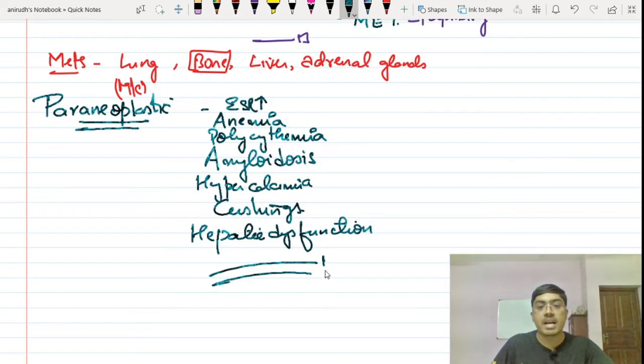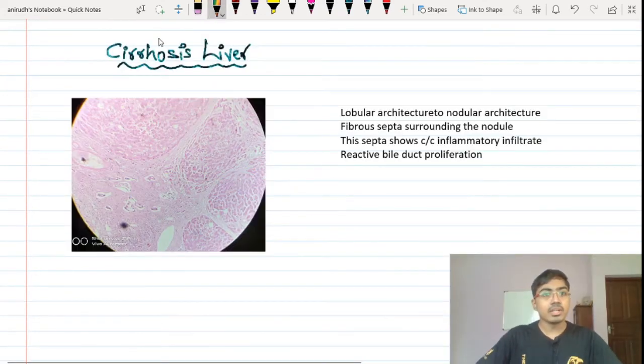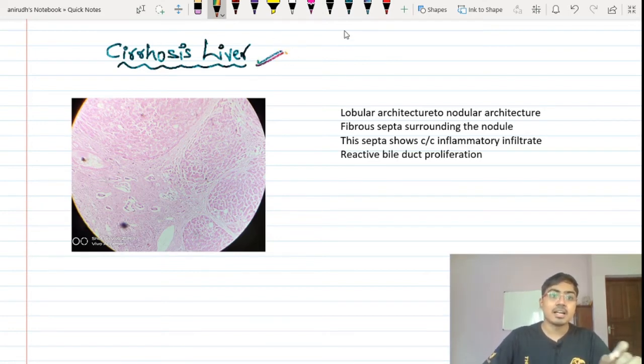So these are certain paraneoplastic syndromes associated with renal cell carcinomas. Now let us talk about a very simple slide called cirrhosis liver. Right, identification is very easy. You have these kind of nodules which are surrounded by septae.